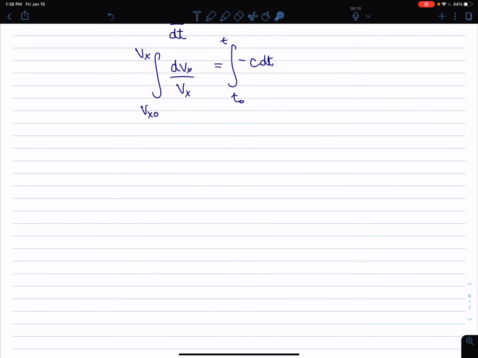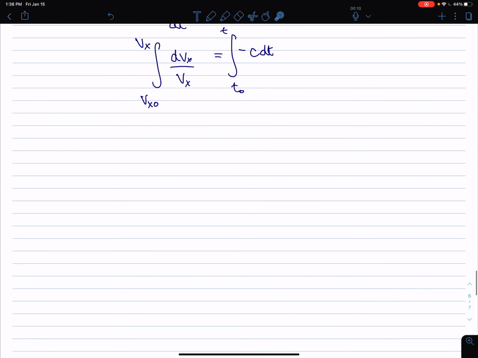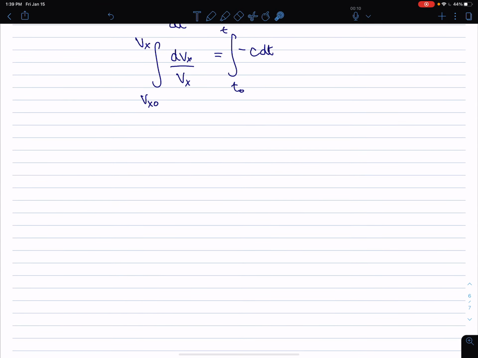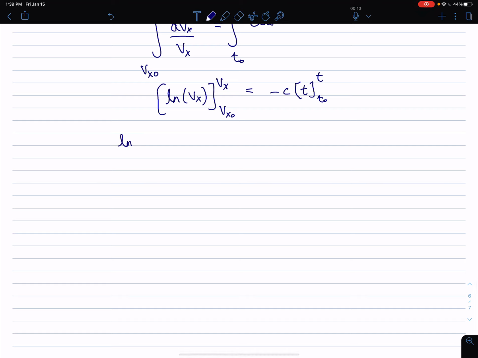Integral of dv over v, what is that? So we sort of saw this last time. It is going to be equal to the log of vx, and then we can apply the limits. And then the right hand side is pretty simple. Integral dt is just t, and we can apply the limits like so. Here, just plugging things in. This is log vx minus log vx naught. This is c times (t minus t naught).